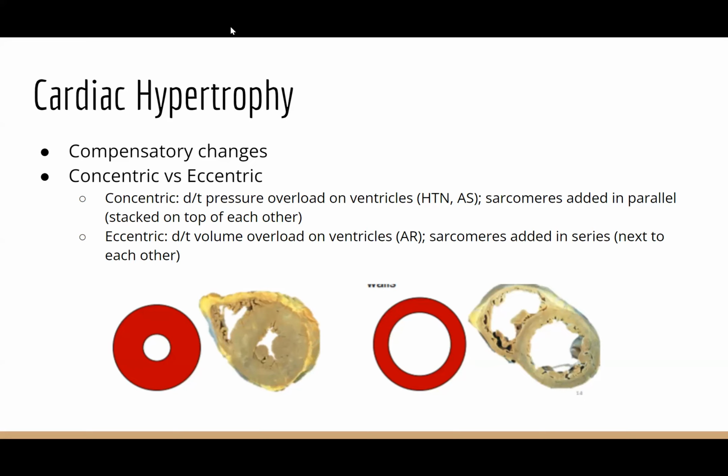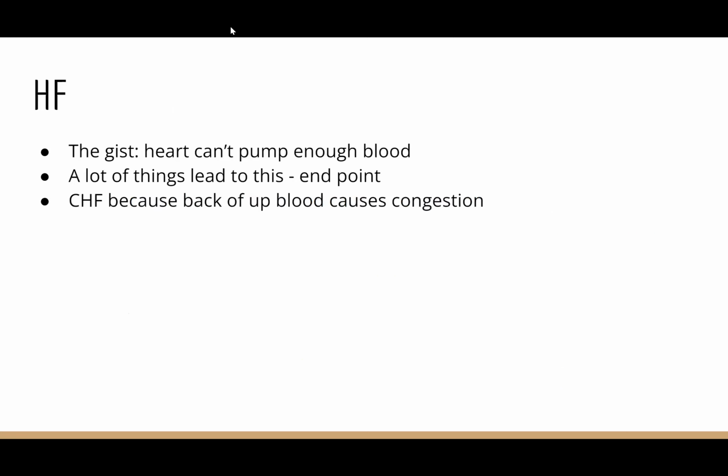So sarcomeres are added in parallel. They're stacking on top of each other due to the pressure that they are having to endure. But that makes sense versus eccentric, because if you had a lot of pressure, you want to thicken so that you can withstand that pressure, versus eccentric, which is due to volume overload. So what you're trying to do is add them in series so that you have a bigger area to fill a larger volume. So in aortic regurgitation.